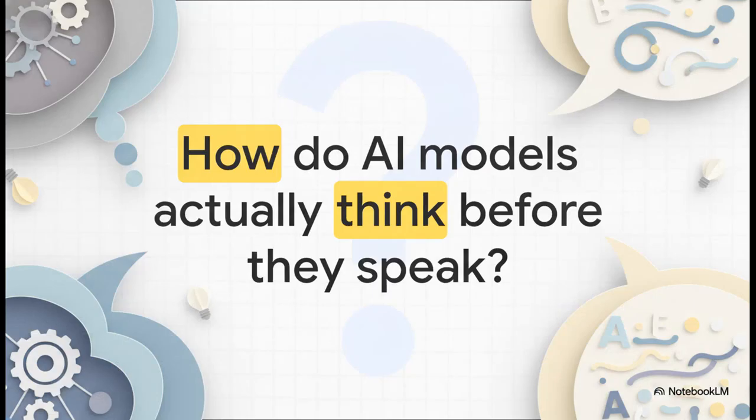But before we get our hands dirty with technical dashboards and lines of code, we really have to start by answering a fundamental, almost philosophical question. How do AI models actually think before they speak? It's so easy to see the magic when ChatGPT types out this fluid, human-sounding answer. But what is the actual cognitive and computational process happening just milliseconds before that text appears on your screen? That's the exact mystery we're unraveling today.